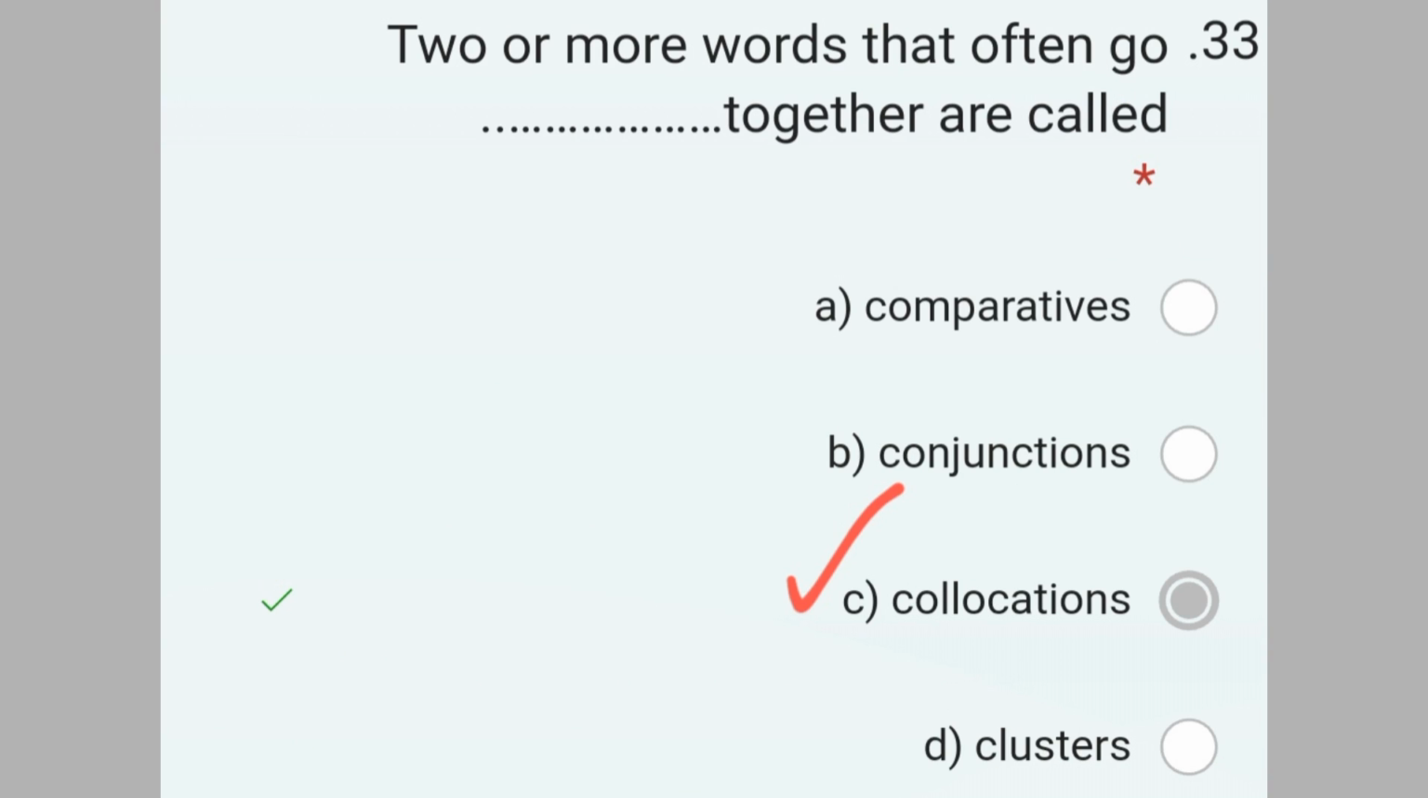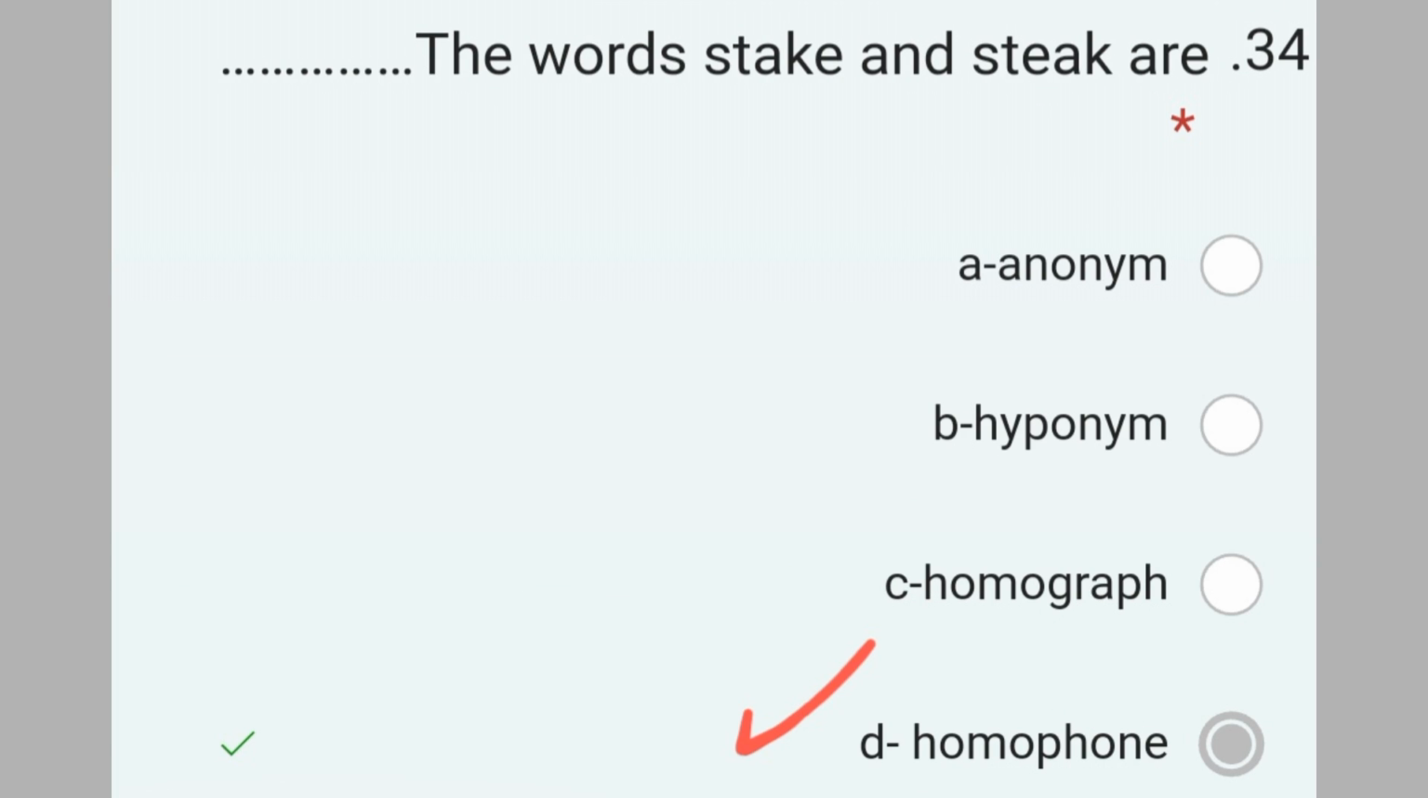33. Two or more words that often go together are called: A. Comparatives. B. Conjunctions. C. Collocations. D. Clusters. 34. The words steak and stake are: A. Antonyms. B. Hyponyms. C. Homographs. D. Homophones.